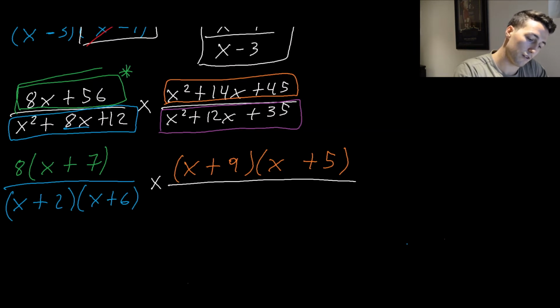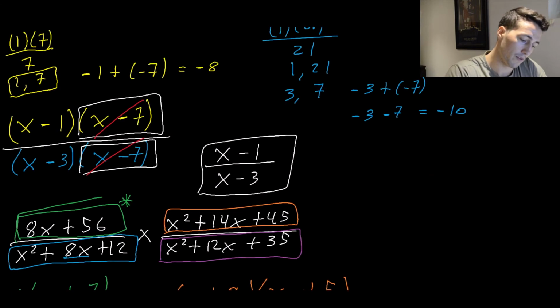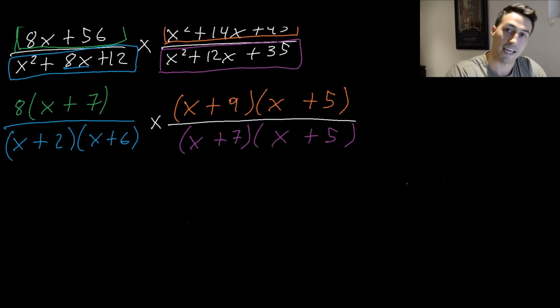And finally, we can use purple for the bottom term. We can write x plus some number times x plus another number. Here, what factors of 35 have a sum of 12? If we did 7 and 5, 7 plus 5 gives us 12, and 7 times 5 gives us 35. So we can write x plus 7 and x plus 5. And now, similar to the last expression, where we crossed out the numerator term and the denominator term, we're going to see if there's anything else we can cancel here.